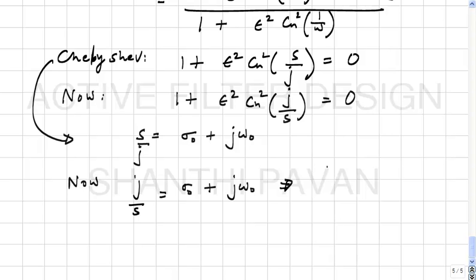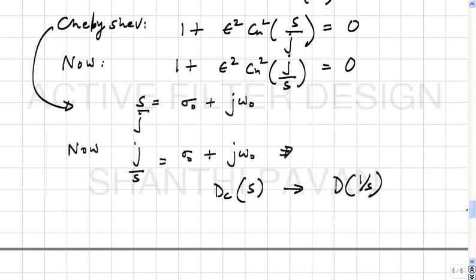So, you can say the Chebyshev denominator dc of S, you just do dc of 1 by S. Okay. And to find the numerator, all right, now question: we found that all the roots of the Chebyshev lie on an ellipse. Can you comment on how the roots of these guys will lie? Do they also lie on an ellipse?